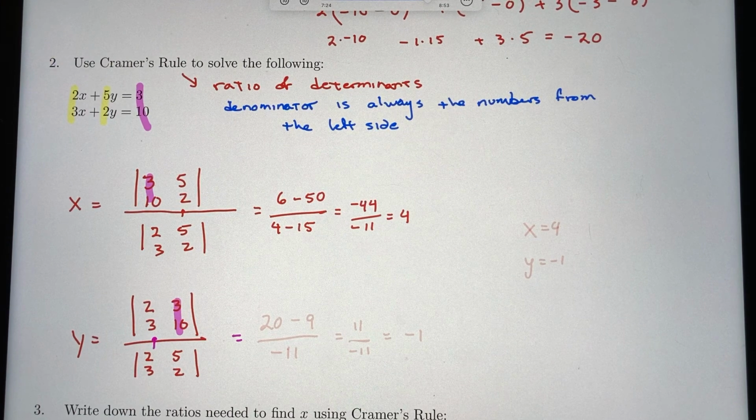So what have I got then? 2 times 10 minus 3 times 3 over, we still know this is a negative 11. It's the same as the previous one.